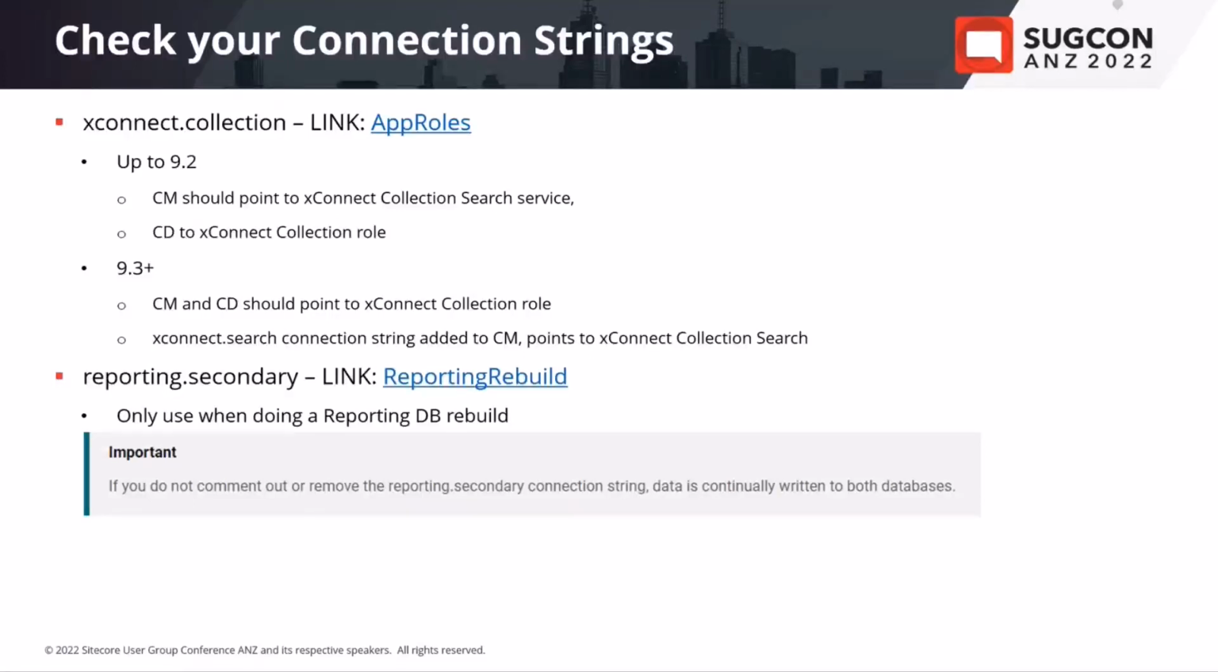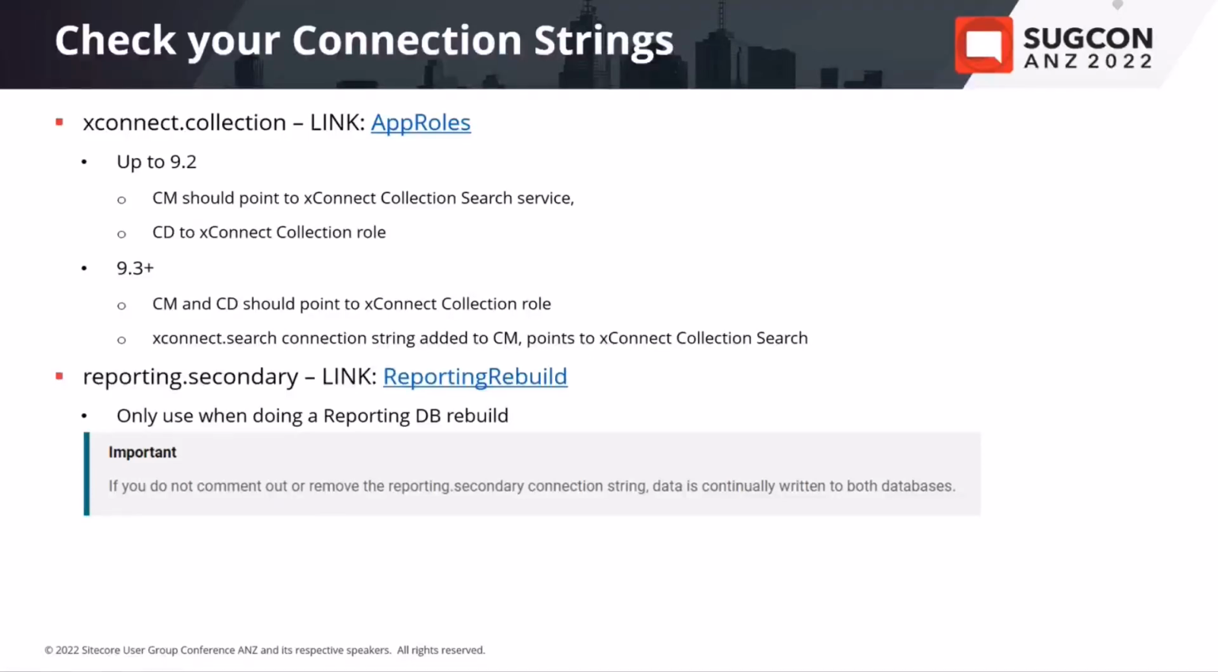So you may have seen this before if you've ever had to do an Xdb reporting rebuild. That process means you're putting in a blank DB instance, you're running this rebuild, it's going to go through to that second instance, and then you've got essentially 2 reporting DBs at that time. But when that finishes, you can see here this documentation says, if you do not comment it out once you're done, basically, it'll continually write to both databases.